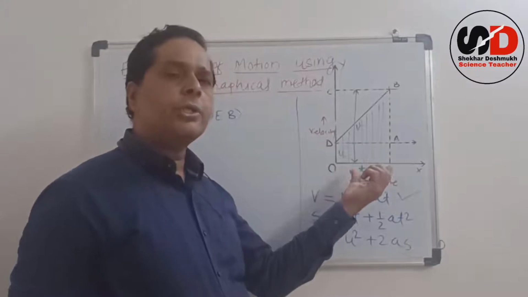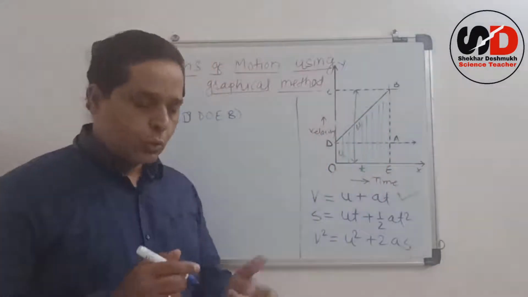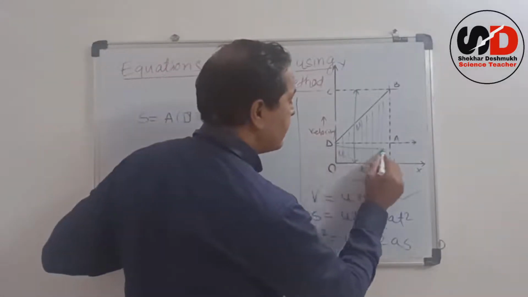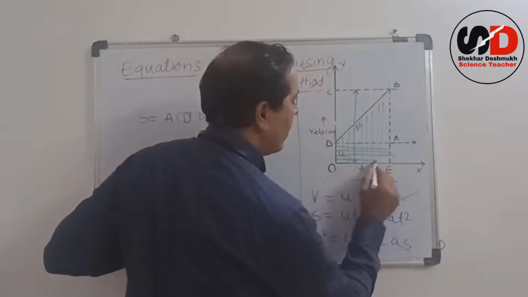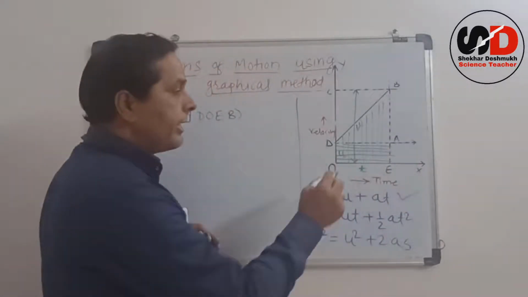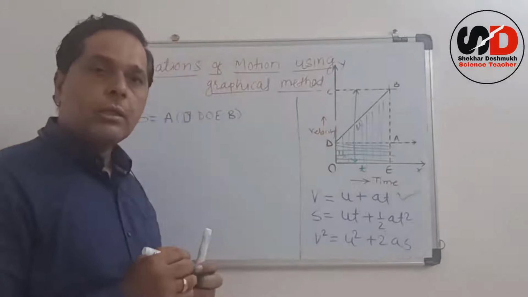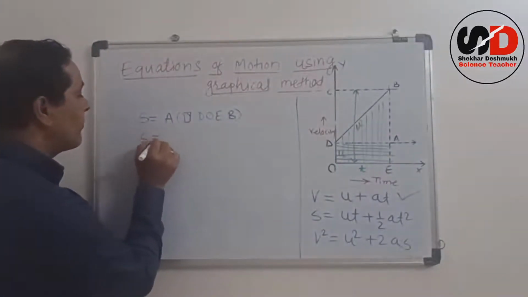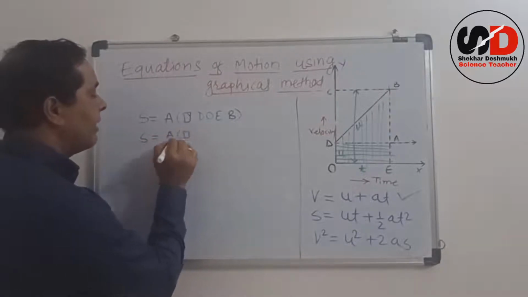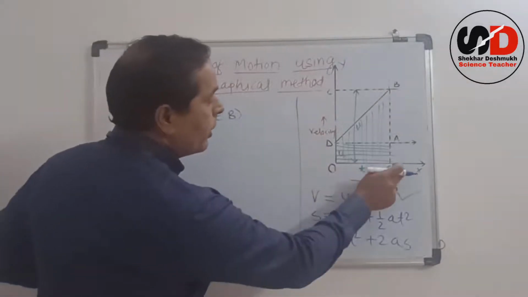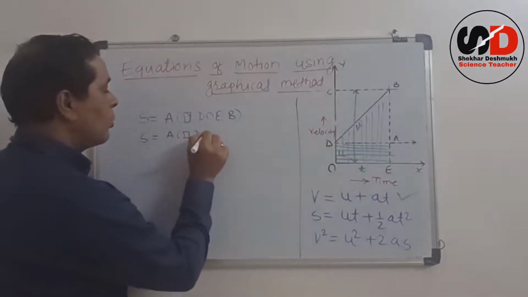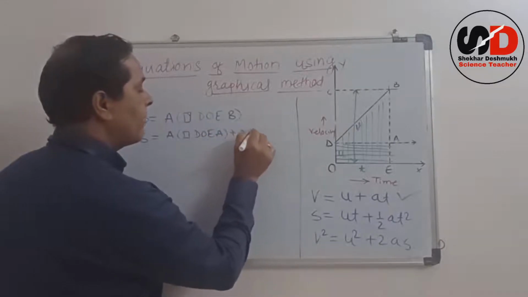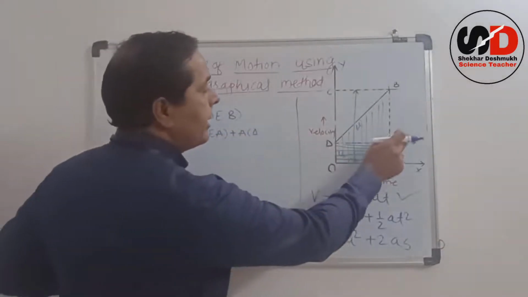So now we have to just calculate this area. To calculate this area, we can calculate it in this way. First calculate the area of this rectangle and then calculate the area of this triangle. And just by adding, we get S is equal to the area of rectangle DOEA plus the area of triangle DAB.